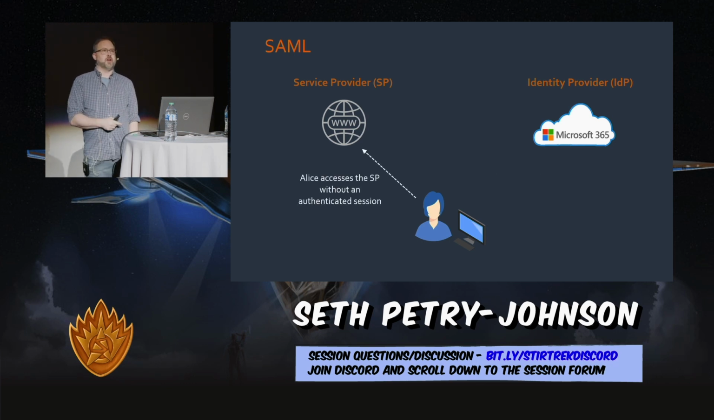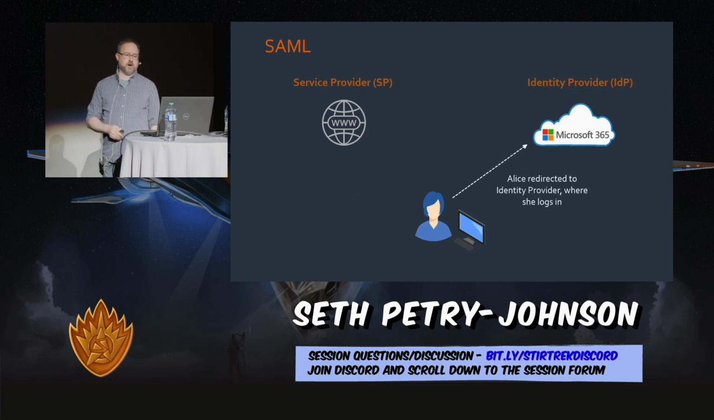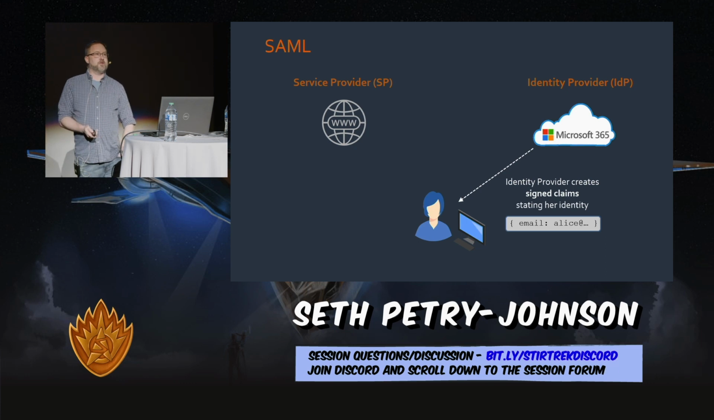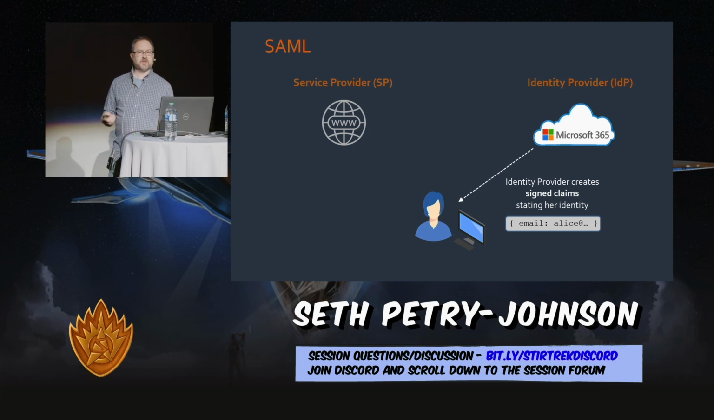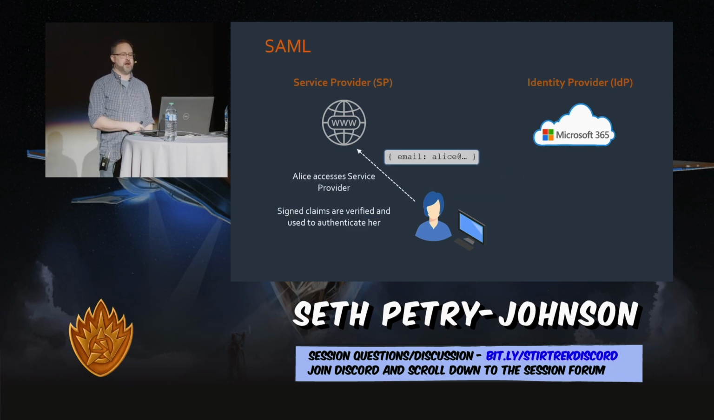So Alice first goes to the service provider, and she does not have an authenticated session yet, so they redirect her over to the identity provider. The identity provider uses whatever technique it cares about to authenticate her. It then creates a set of signed claims containing that identity information. Alice is returned to the service provider, who validates those claims, uses the information in them to authenticate her.